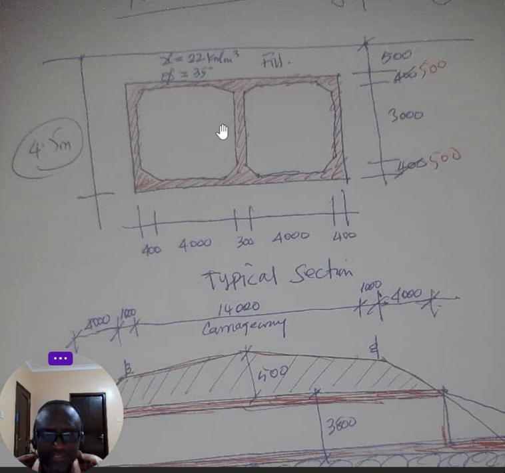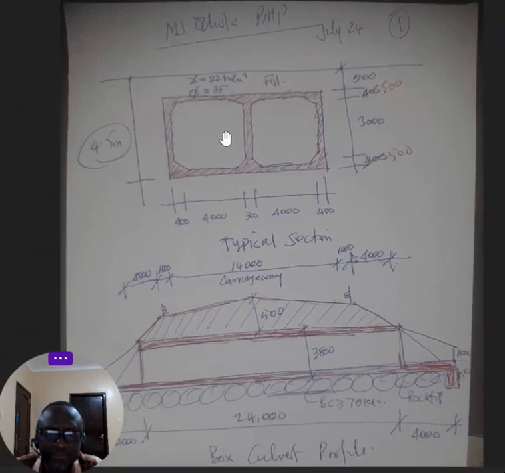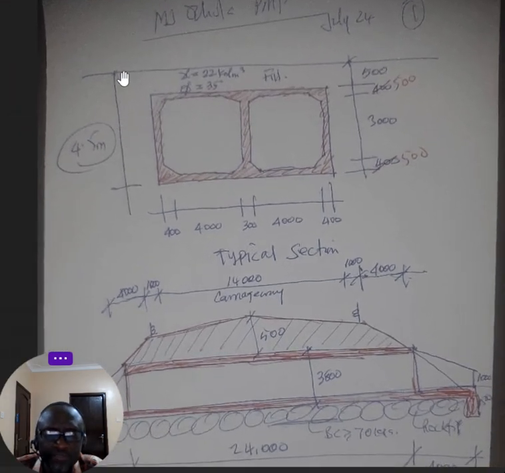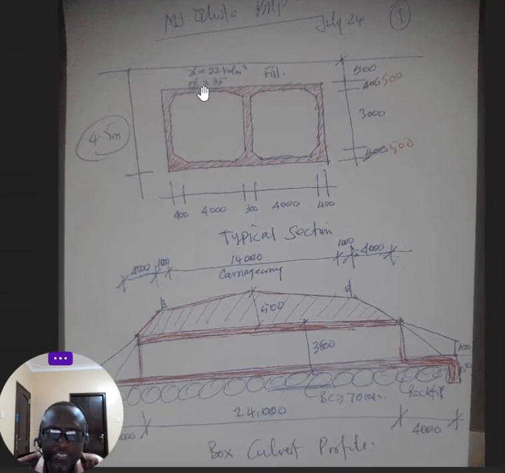Then for at rest is where you use 0.5 or 0.6. So basically, you will have to have all the data. This is your typical cross section. From the fill all the way down, it's about 4.5. But if you apply your pressure, start from up. Then at this point, you have a surcharge effect at the top slab of the box culvert.